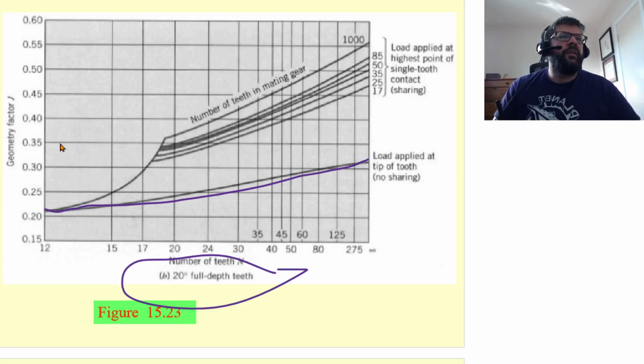So it functions based upon not just the number of teeth for the pinion that we're looking at, but also the number of teeth in the mating gear. So if we've got 1,000 here, or we have 17 down here, and so on and so forth.